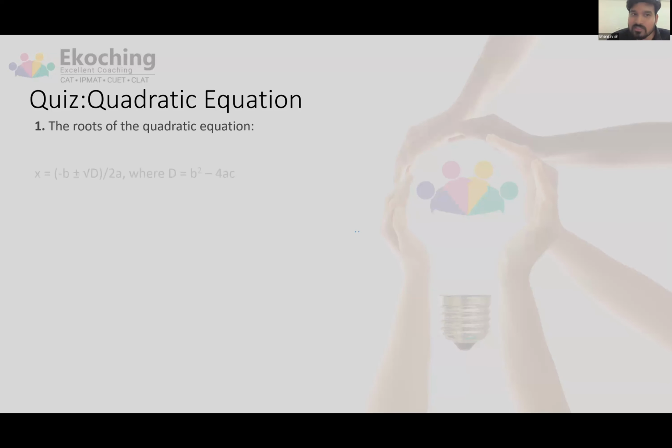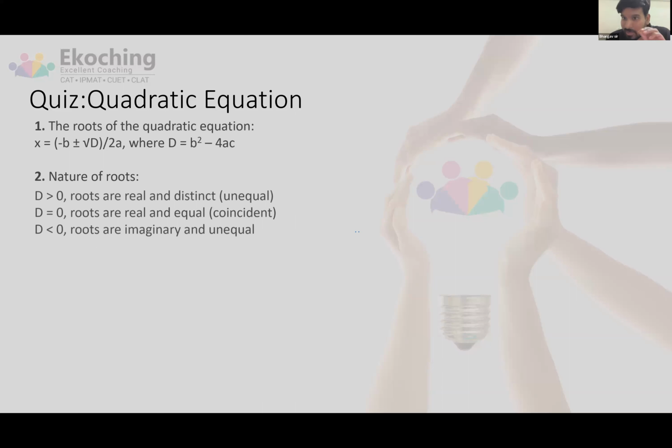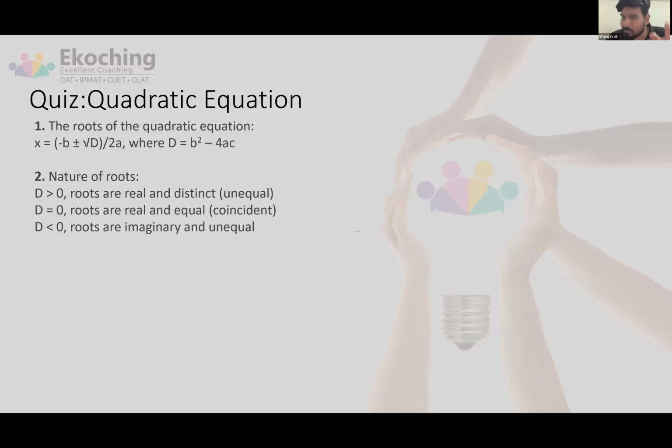Now coming to quadratic equations, the roots can be found by minus b plus or minus square root of discriminant, upon 2a, where discriminant is b square minus 4ac. And then we have the nature of the roots. If the discriminant is greater than 0, then you have real and distinct roots. If D is equal to 0, real and equal roots. If D is less than 0, imaginary and unequal roots.